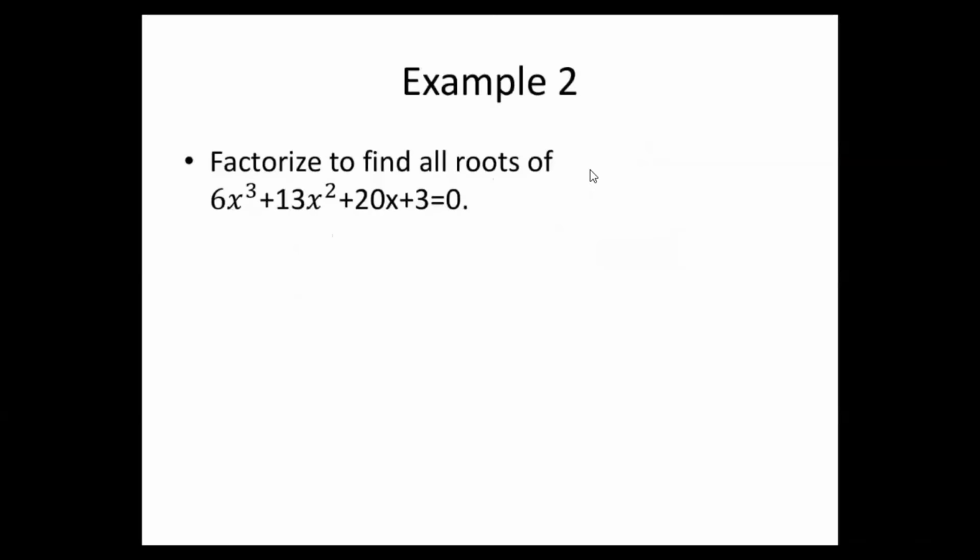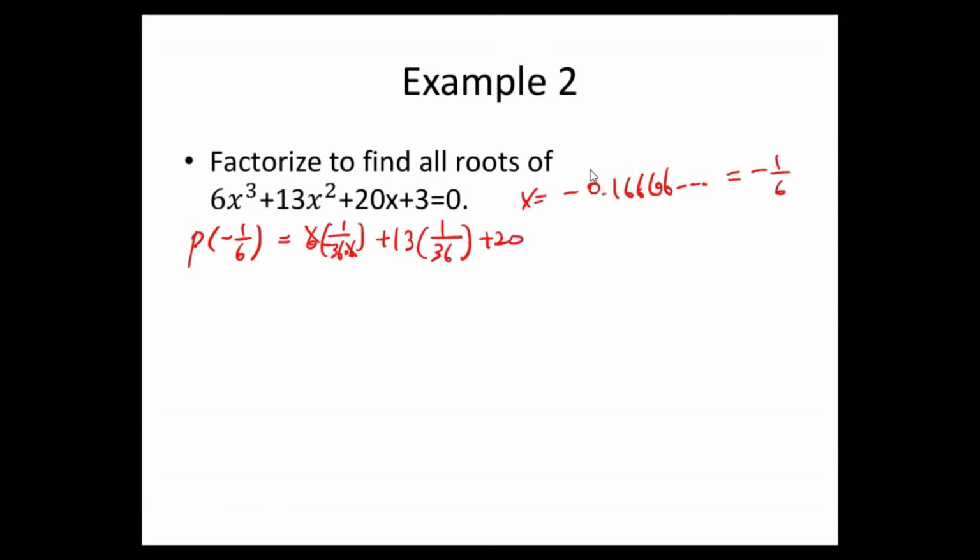Okay. You can confirm on the calculator that this cubic polynomial cuts the x-axis at negative 0.16666, which is the same as negative 1 over 6. We need to check first. When you plug in negative 1 over 6, let's see if the entire thing is going to be 0 or not. So I have 1 over negative 36 times 6, because you're going to cancel it anyway. So it's going to be 1 over negative 6, so 36. 13 times 1 over 36 plus 20 times negative 1 over 6 plus 3.